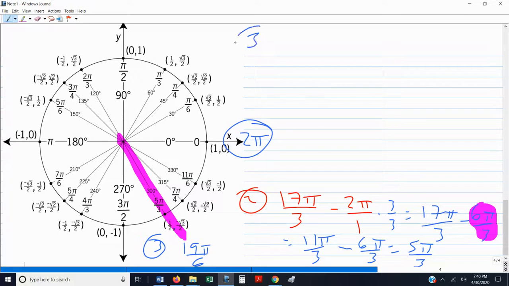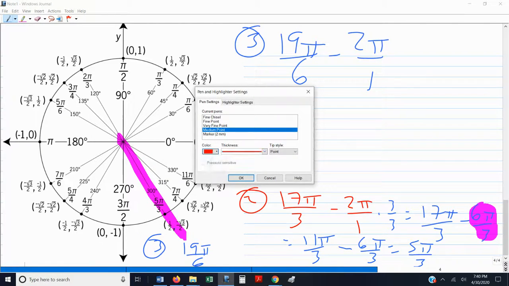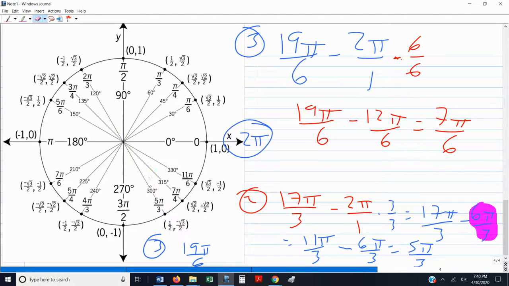I'm going to find a coterminal angle by subtracting 2 pi. My common denominator in this example would be 6. So I've got 19 pi over 6 minus 12 pi over 6, which is 7 pi over 6. And is that on the unit circle? 7 pi over 6 is right here. So we're talking about that branch of the unit circle.